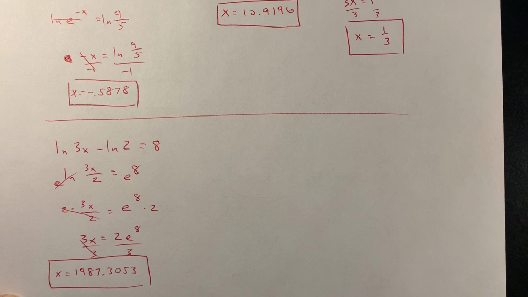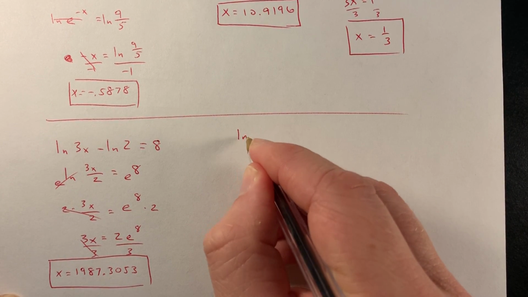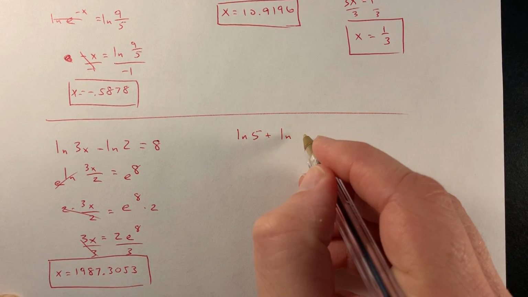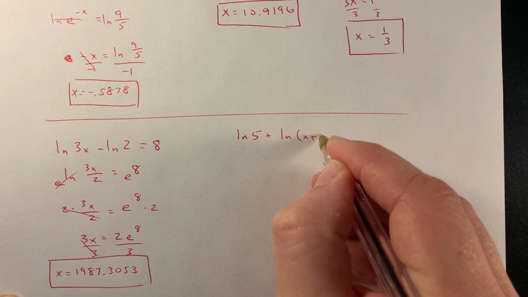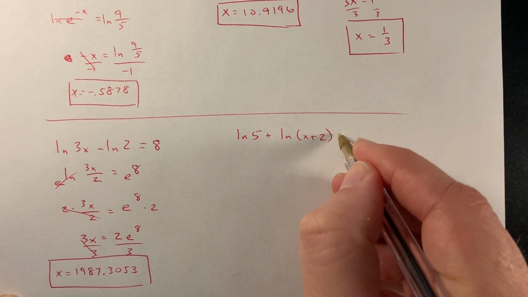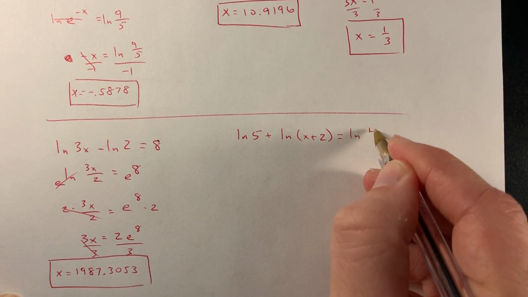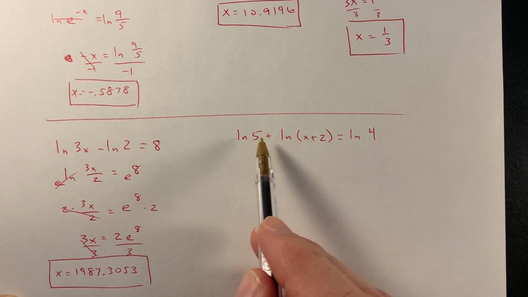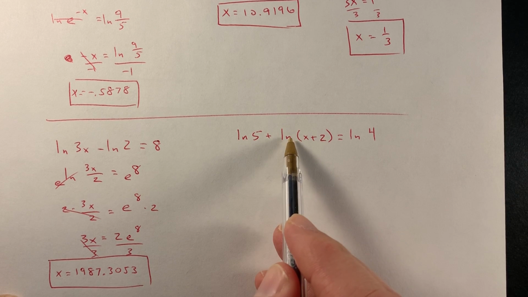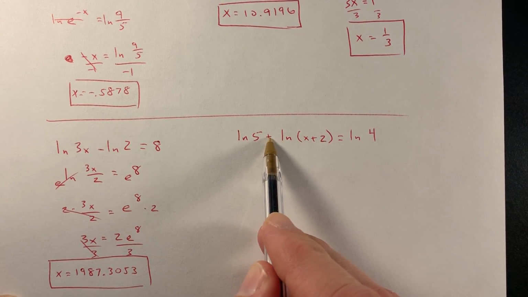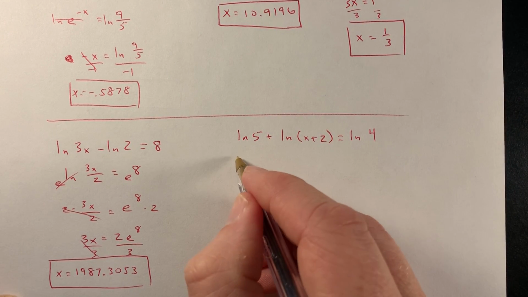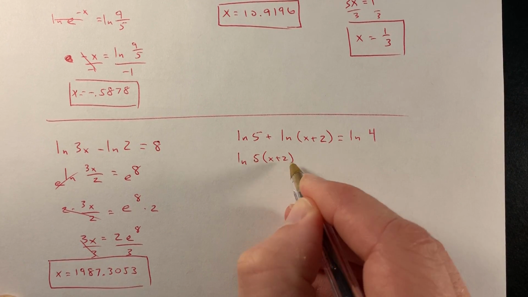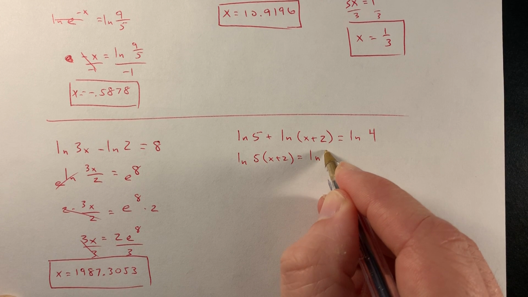Okay, and I'm going to add one more equation here. Natural log 5 plus natural log x plus 2 equals natural log 4. Again, I'm going to condense. I've got log base e and another log base e, and there's a plus, so I can multiply the arguments. So natural log 5 times x plus 2 equals natural log 4.